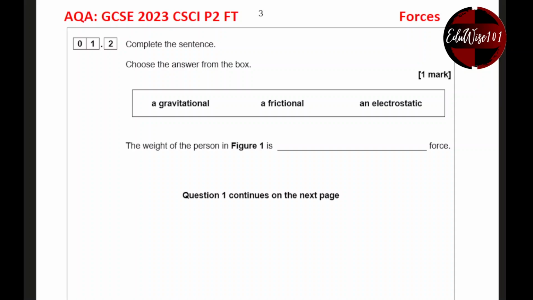1.2. Complete the sentence. Choose the answer from the box. The weight of the person in figure 1 is what force? The weight is a gravitational force. Gravitational force.